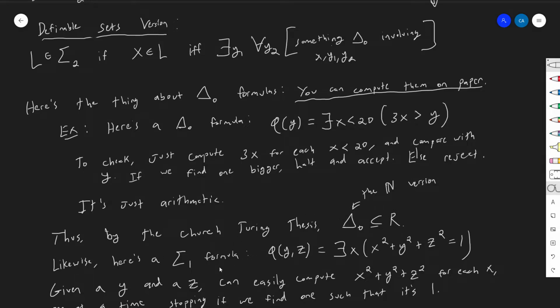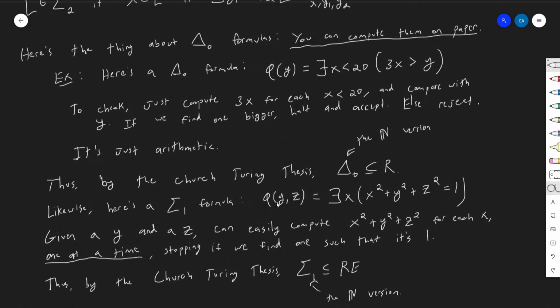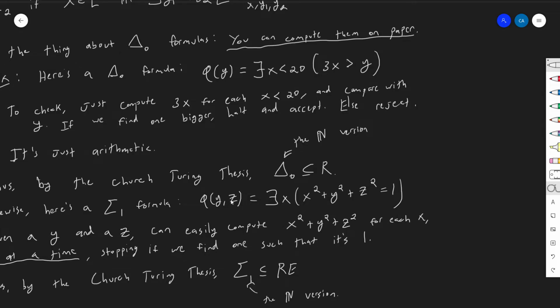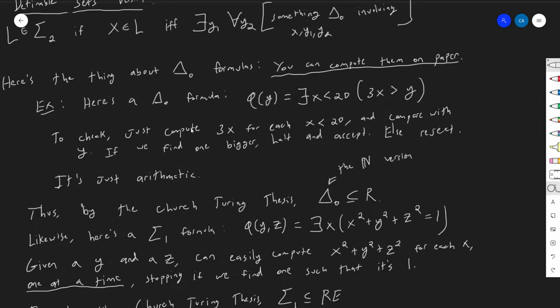Likewise, here's a sigma 1 formula. Phi of y, z equals the statement: there exists an x such that x squared plus y squared plus z squared equals 1. I used this formula in a couple of videos ago. This is my example of a mixed thing where you have one bound variable and two free variables. And so the question basically is, given a y and a z, is this true? Yes or no? Here's an algorithm for doing that.